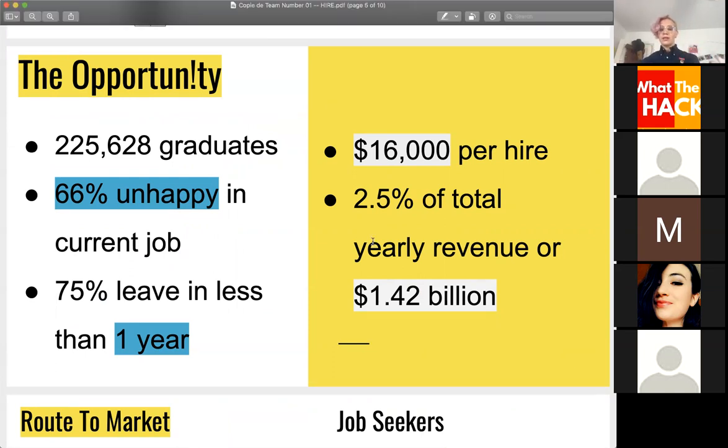So where can your solution be deployed? We were looking at how many graduates there were, how many people get hired every year, how many people leave within the year, how many people are unhappy within their job. Again, this is a place where you can throw giant numbers at people because they'll be slightly shell-shocked by giant numbers, and they tend to pay attention. When you tell somebody that there are savings of $1.42 billion in a year, you're going to catch their attention.